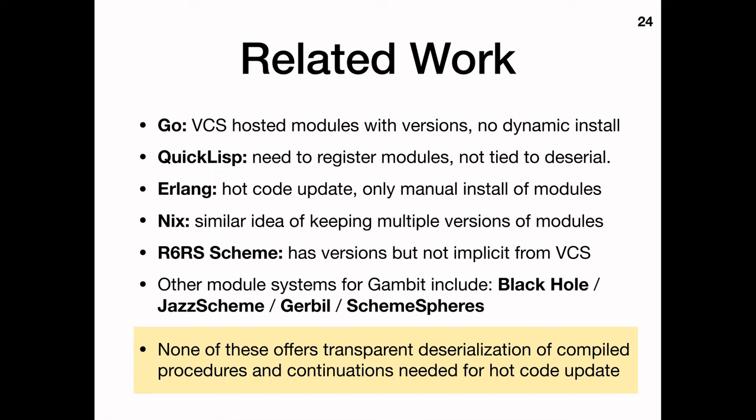There are other module systems for Gambit, including Black Hole, JSCHEME, Gerbil, SchemeSphere. None of these offer transparent serialization of compiled code and continuation needed for a code update.